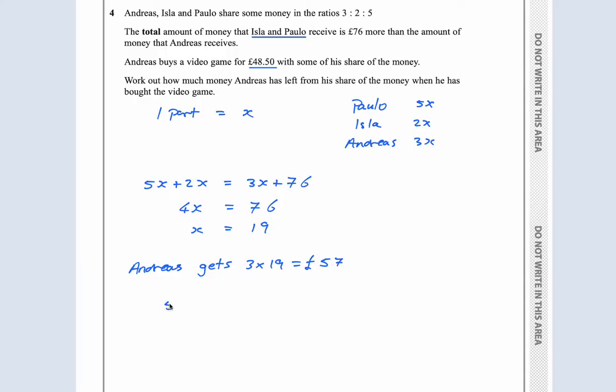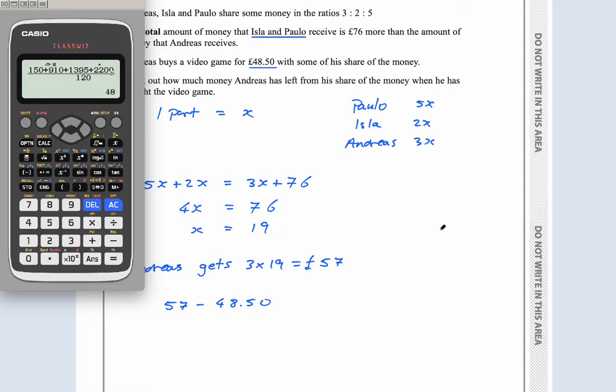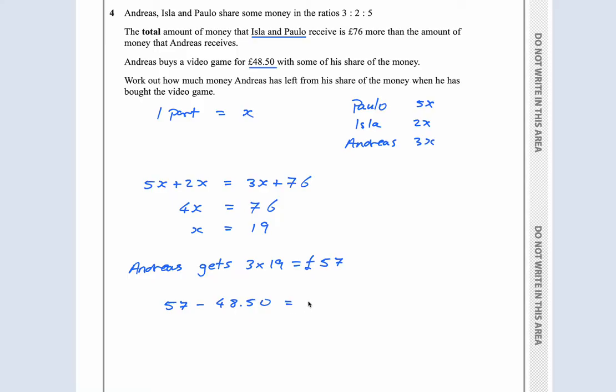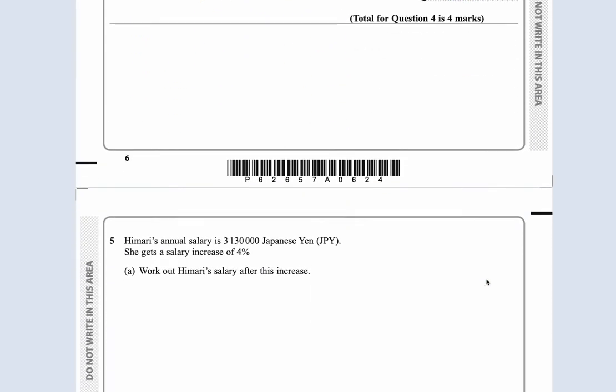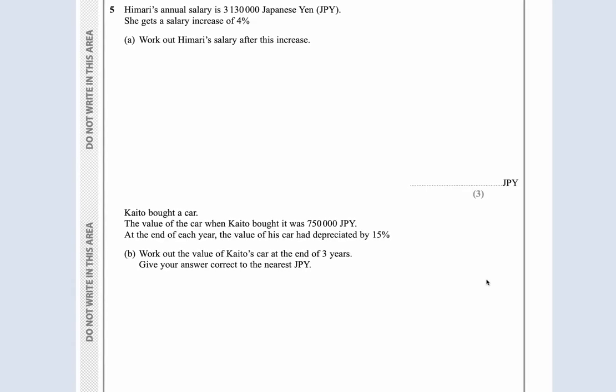So he has 57. He spends 48.50. All I need to do is subtract them. So let's do that. I'll do 57 minus 48.5 gives me 17 over 2 or 8.50. So it's 8 pounds 50. So that's how much he has left. 8.50. Okay, question 5.